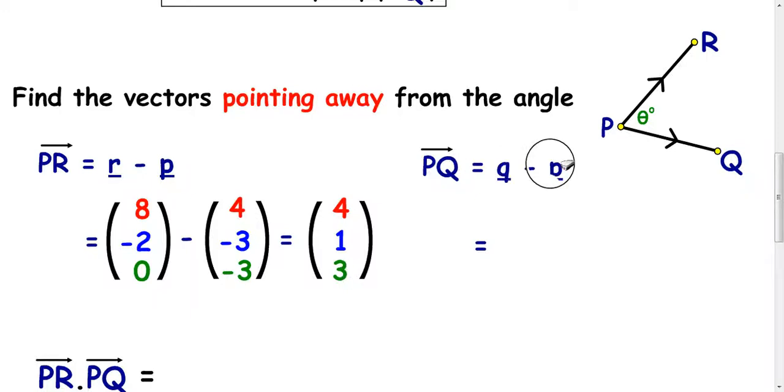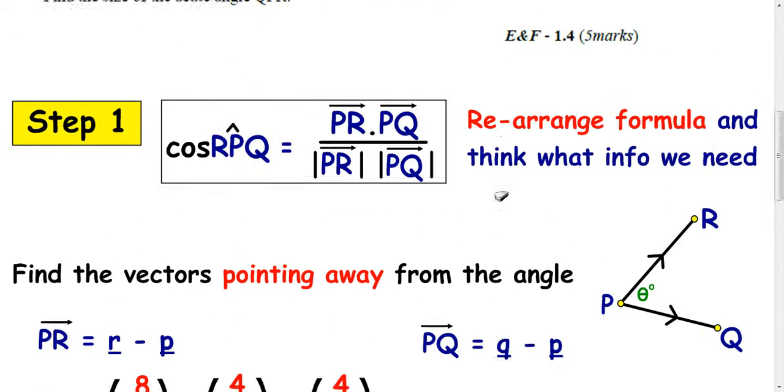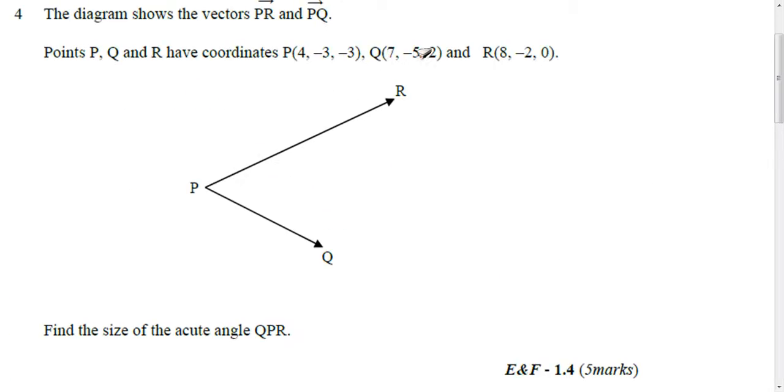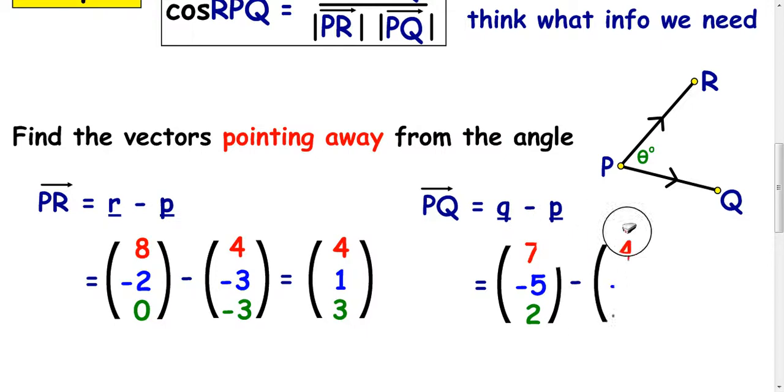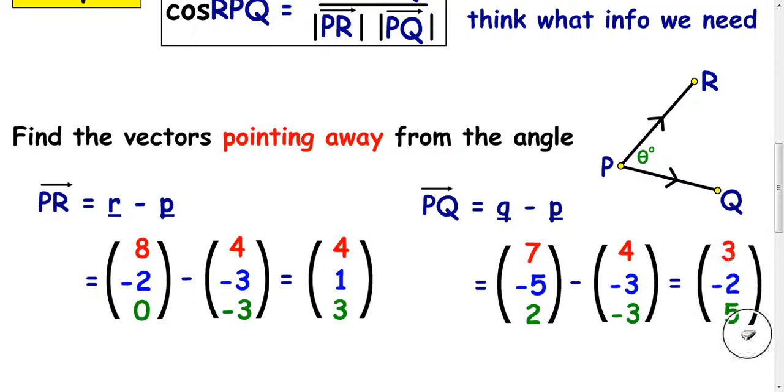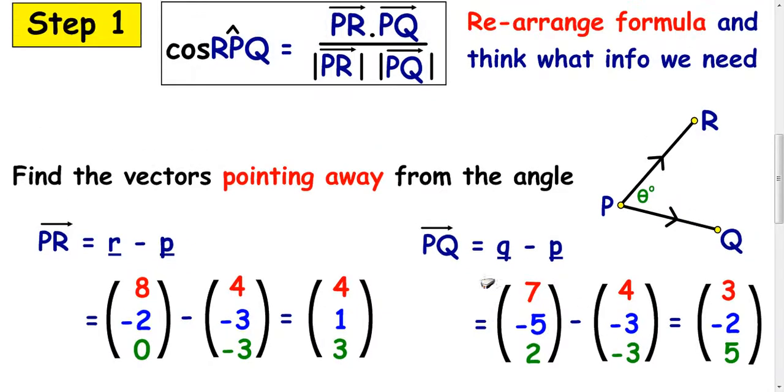Okay, and PQ is Q take away P, so you just go back up here, and this is Q, and this is P, so you just fill them in, just make sure you're doing it accurately. 7 take away 4, that's 3. Negative 5 take away negative 3, that becomes an add, so negative 2. And 2 take away negative 3, that becomes an add as well, so that gets you the 5. So just watch your negatives. This is a calculator paper, so you could actually type into your calculator, but you should be able to do it without. Right, so that's worked out PR and PQ.